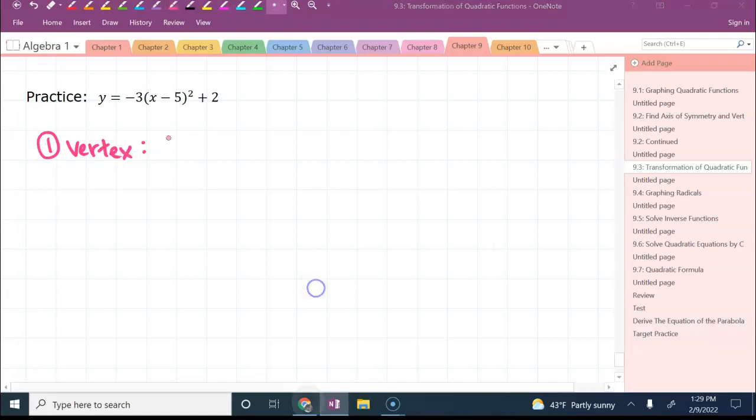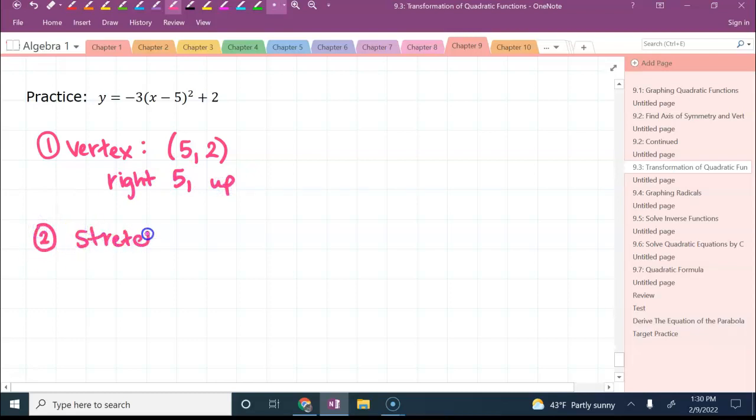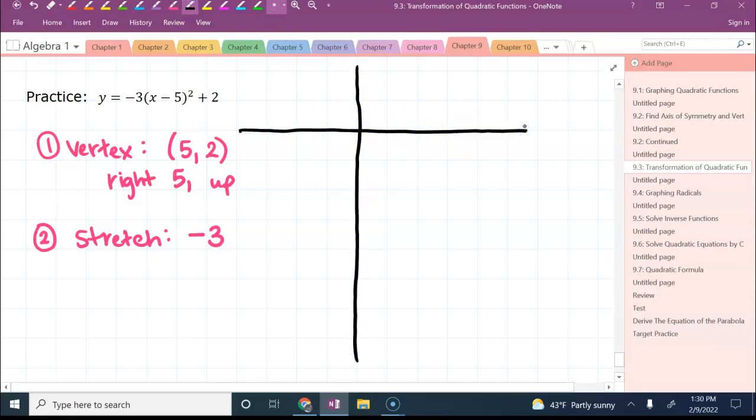So for this first one, the vertex, you should have pulled a positive 5 because it's the opposite of what you see up here, and then positive 2. So that means that you're going to move right 5 and up 2. As far as your dilation goes, this is a stretch of negative 3. So it's going to flip that graph upside down because it's negative. So to graph it here, you should have started at 5, 2, which is right there. And then when you go left and right, you should have gone down 1, 2, 3.